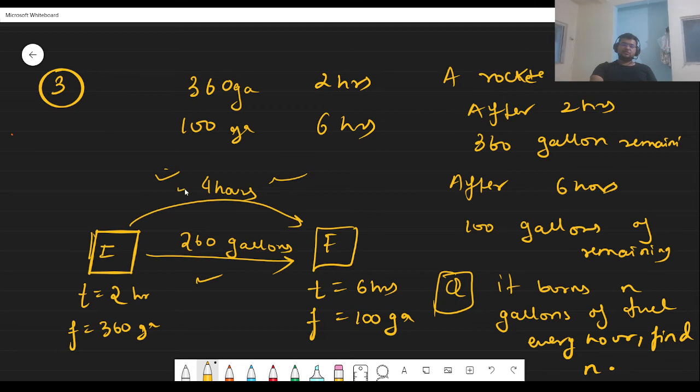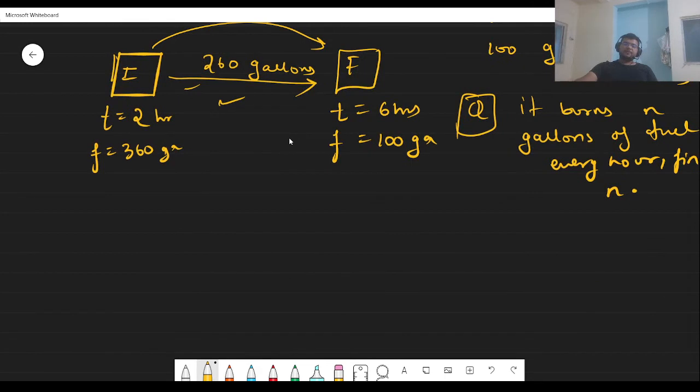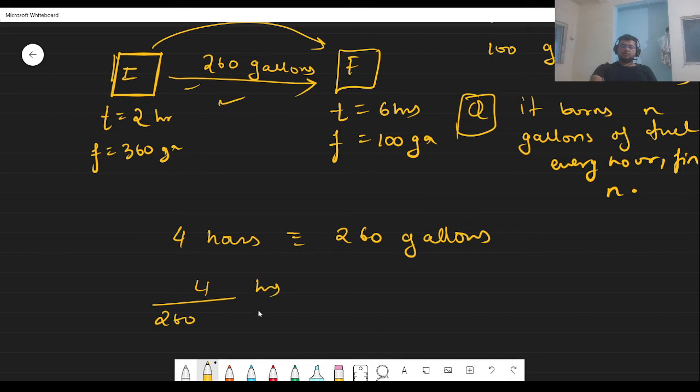Now we can have a conversion factor here. How can I write that? 4 hours corresponds to 260 gallons of fuel usage. So what will be the conversion factor here? The conversion factor will be 4 hours upon 260 gallons, or I can write 260 gallons upon 4 hours.